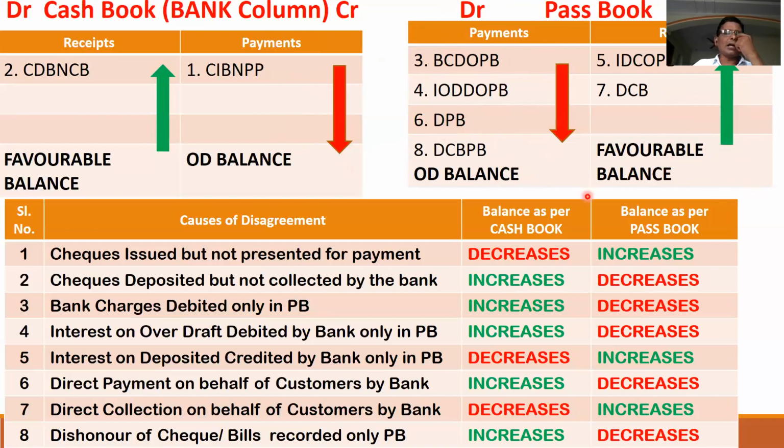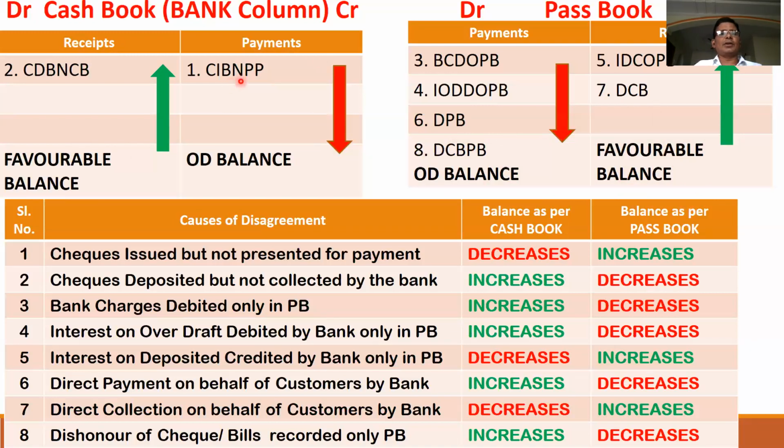And usually a cash book debit balance means a favorable balance. A cash book credit balance means an overdraft balance. This is also very important. Next, a passbook debit balance means an overdraft balance. A passbook credit balance means a favorable balance. If you have any deposit in the bank, it shows a favorable balance. If you have any credit to the bank, it will show an overdraft balance. So once we discuss one by one.